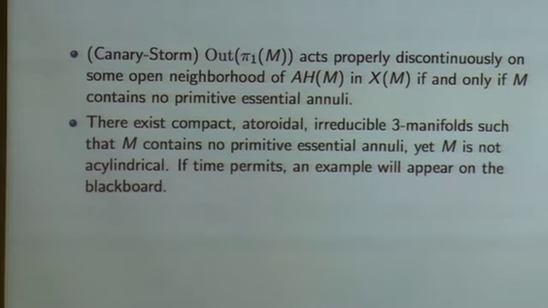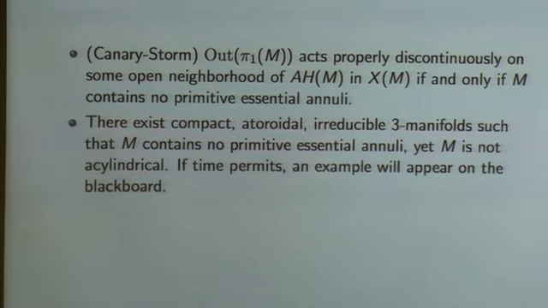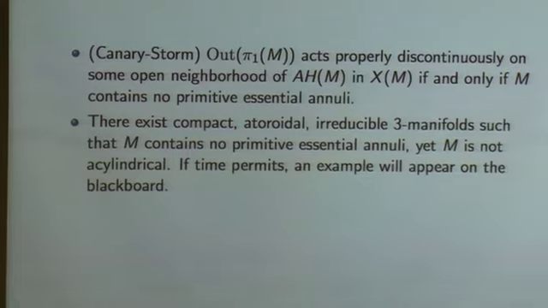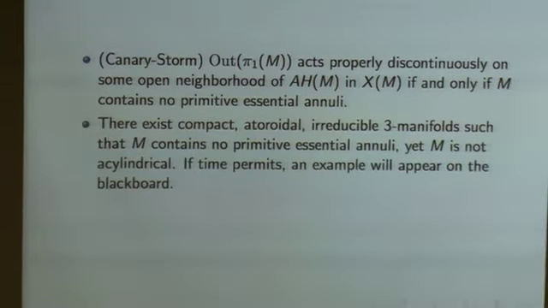But if you don't have any primitive essential annuli, your outer automorphism group can still be infinite, but you can act properly discontinuously on some open neighborhood of a set of discrete representations. So here's an example of such a manifold. You might think, this is all in the non-injective case, right? No, this is true in general.